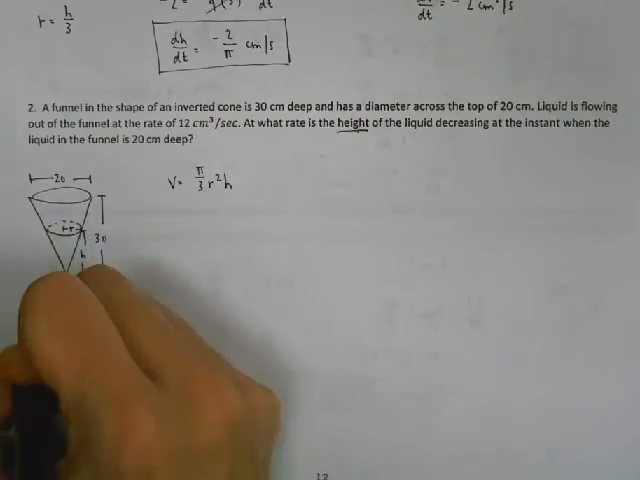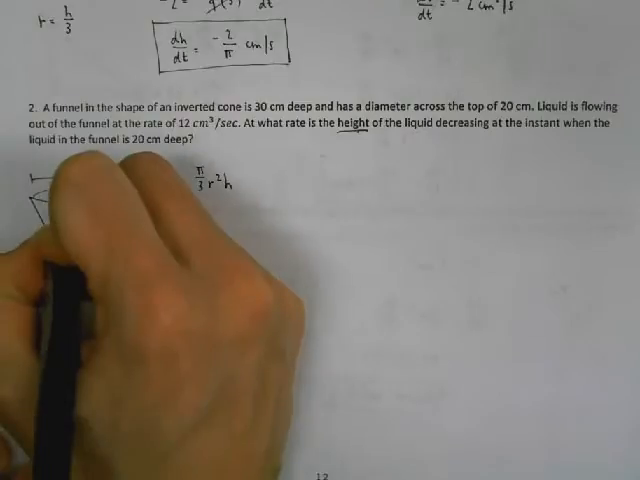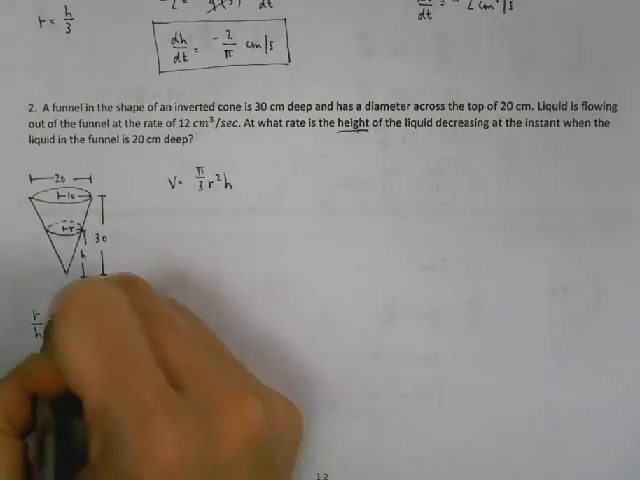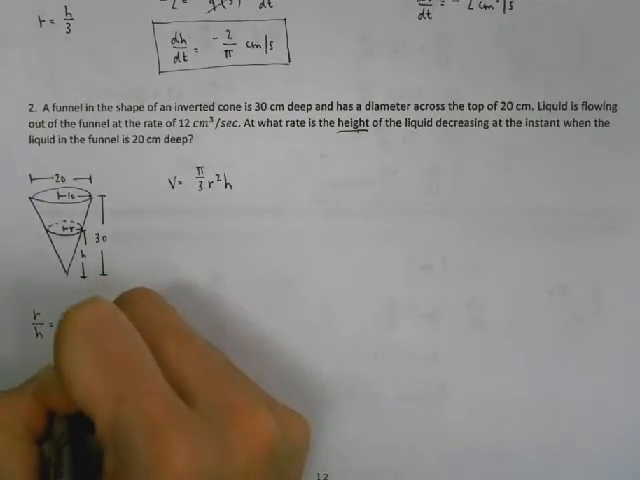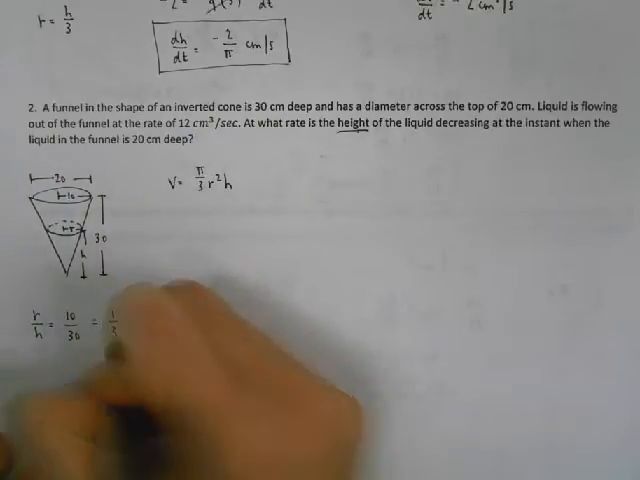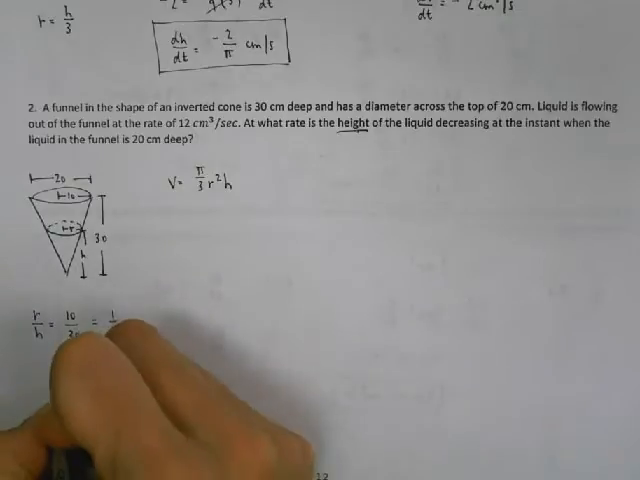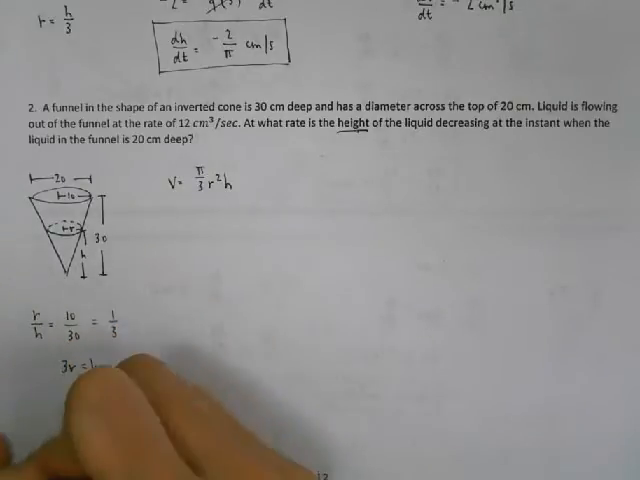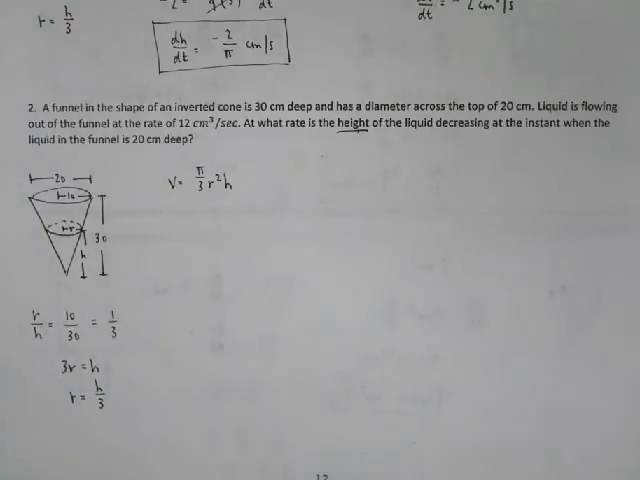So I'm going to set up my proportion. I have r over h is, in this case, we have to be careful. They gave us a diameter, so our radius is 10. Our height is 30. So again, we have 1 over 3. I'm going to cross multiply. I get 3r is equal to h, or r is equal to h over 3.